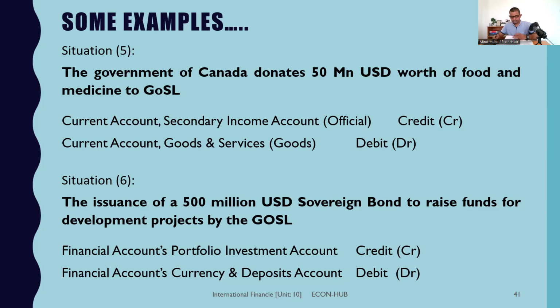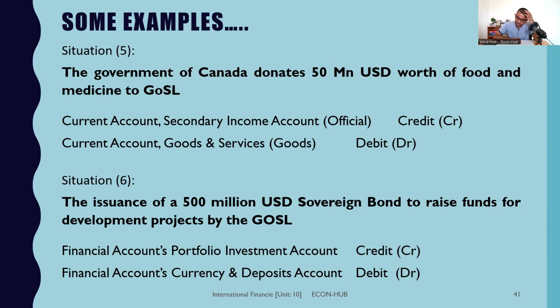Number 7, one final item is there. This is also, I think, very timely. Page 12 or 13, sorry. Page 13, situation 7. The government of Japan decides to grant GOSL, the government of Sri Lanka, a debt forgiveness of 500 million US dollars.